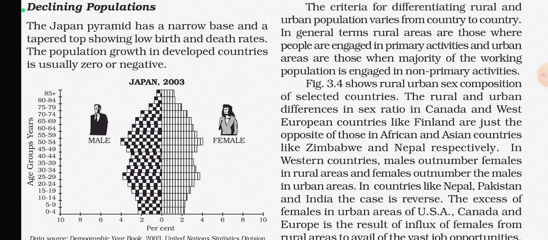The excess of females in urban areas of USA, Canada and Europe is the result of an influx of females from rural areas to avail of the first job opportunities. Farming in these developed countries is also highly mechanized and remains largely a female occupation. By contrast, the sex ratio in Asian urban areas remains male-dominated due to the predominance of male migration.